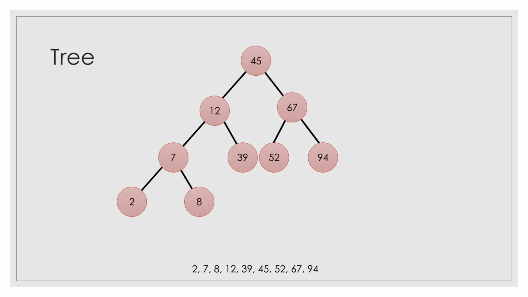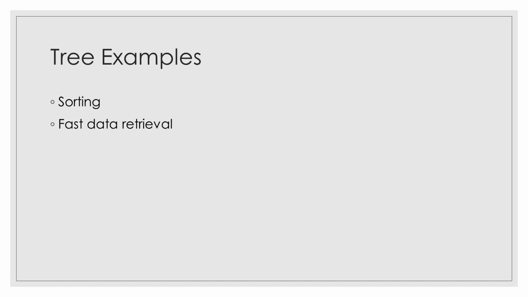But notice this. The data all came out in sorted order. We didn't have to move anything around. This is somewhat miraculous. And it's something we can do with trees that we can't easily do with any other structure. There are lots of examples of trees in this world, but the sorting one is probably the best.